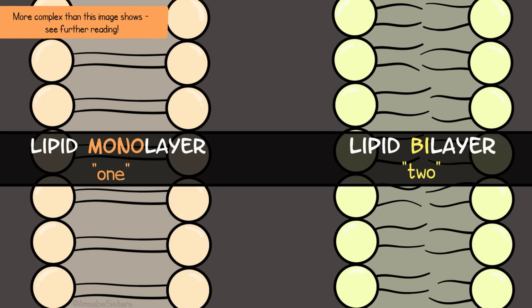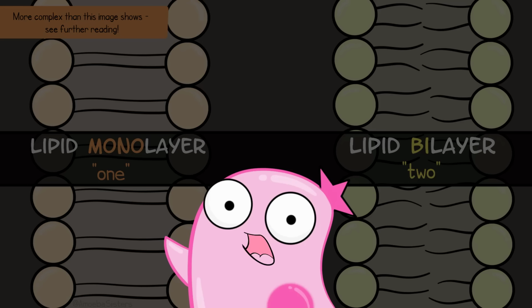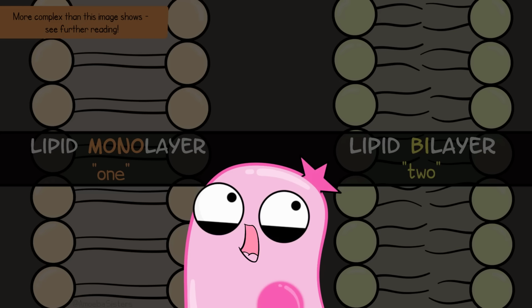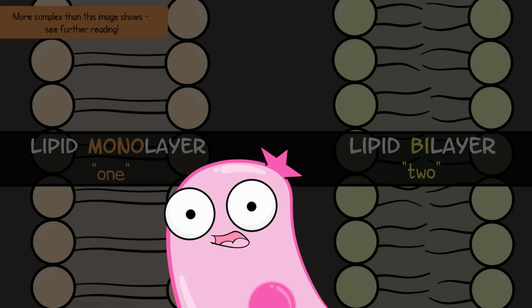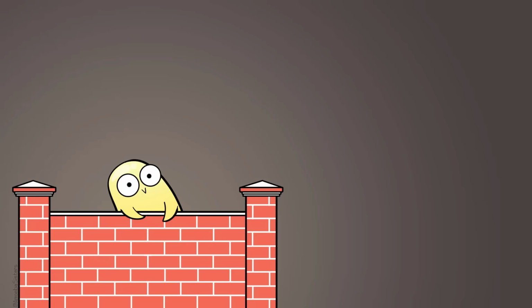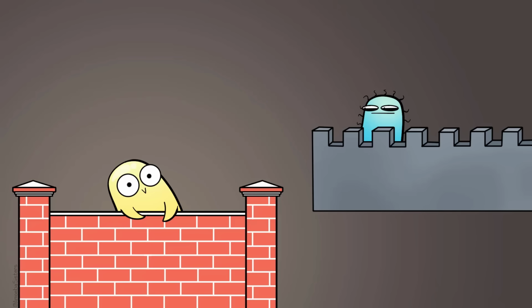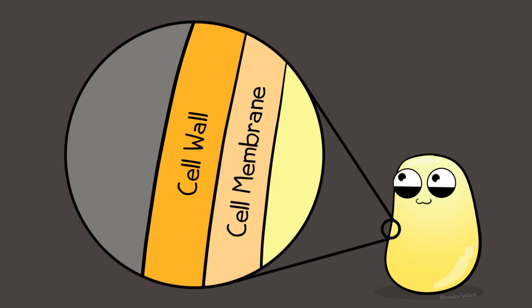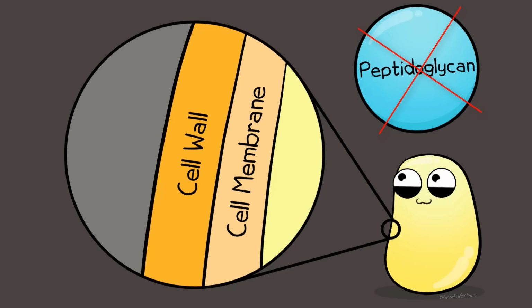Some archaea have a lipid monolayer instead of a lipid bilayer. Turns out that a monolayer, as well as some other structural differences of archaea membranes, can be useful for surviving in those extreme environments. You will also find a unique cell wall in archaea. Recall that you will find cell walls in bacteria, and you'll also find them in archaea too. Archaea cell walls can be very diverse, but they don't have this large polymer called peptidoglycan.